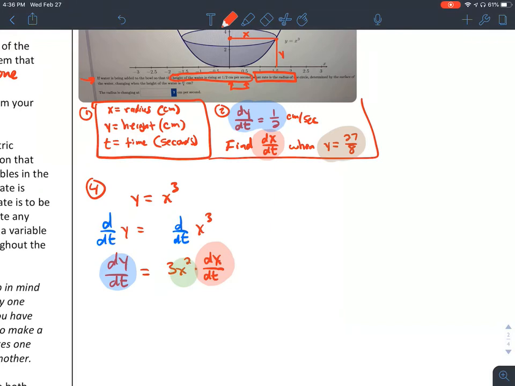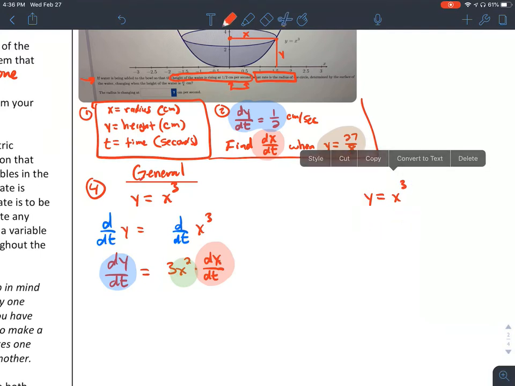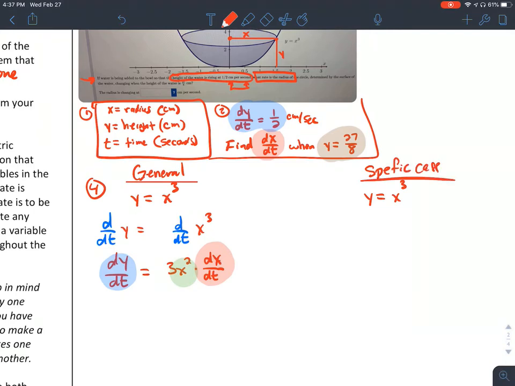And you're probably thinking, how does that help me? There's no y in this problem. But y and x have a special relationship. Whatever y is, x is the cube root of that number. So if we take this equation again, this here is the general case, so this is true at any time. This here is going to be a specific case. The specific case is the y value for this. I wrote that wrong. The y value is 27/8.